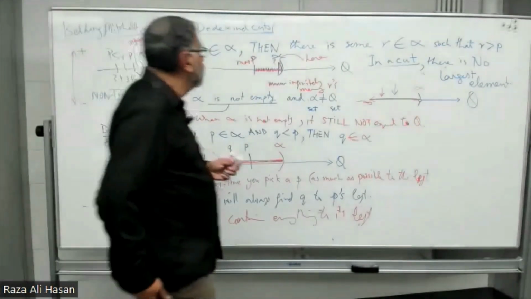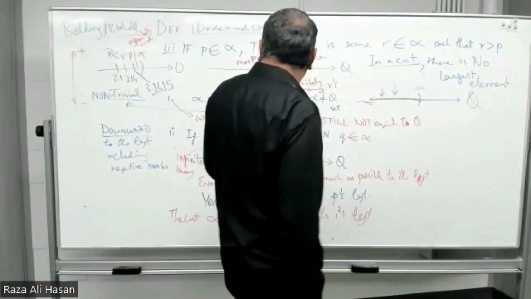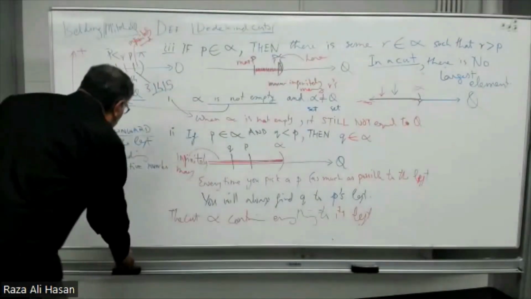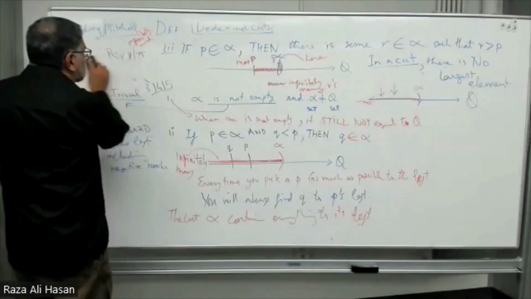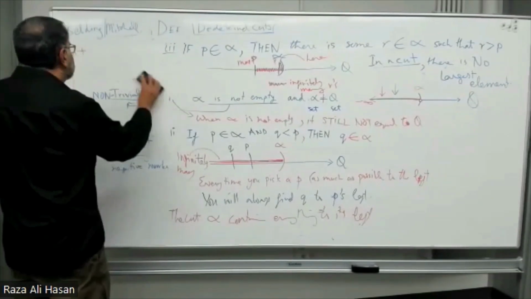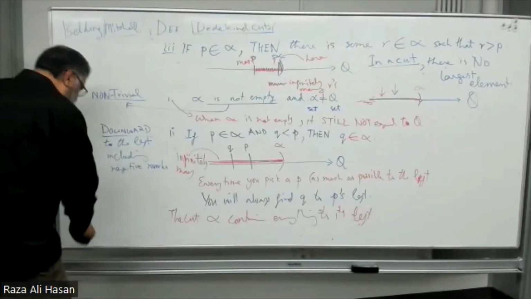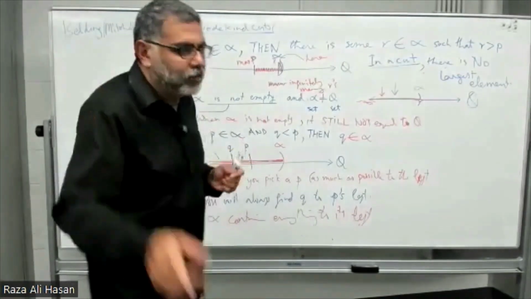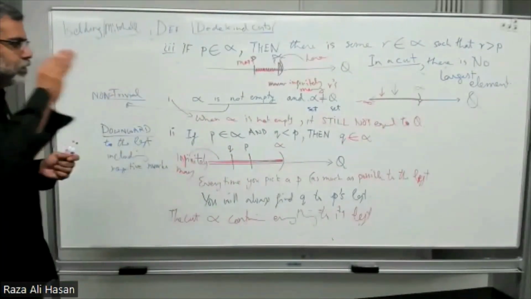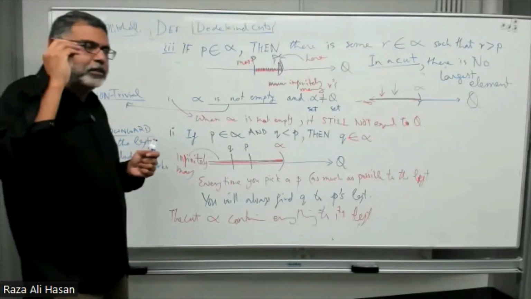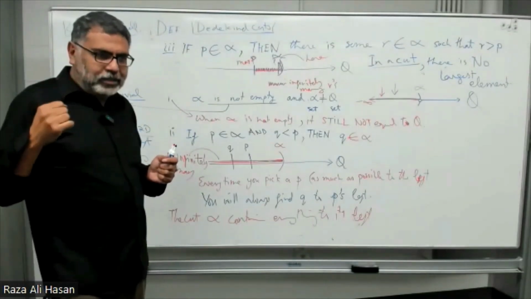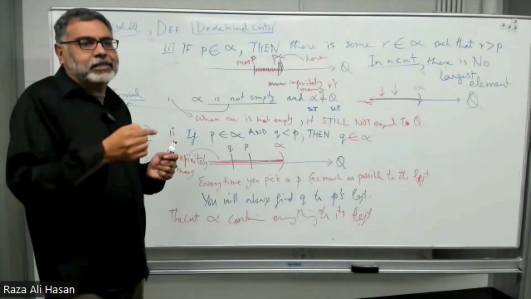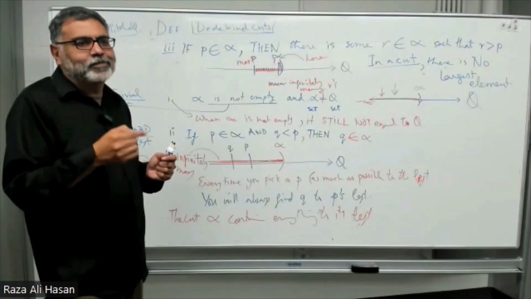Okay, so what number 3 guarantees for the representation of the real number is that if a real number is represented as a subset of rational numbers, there is no max in this set. There can be no max.